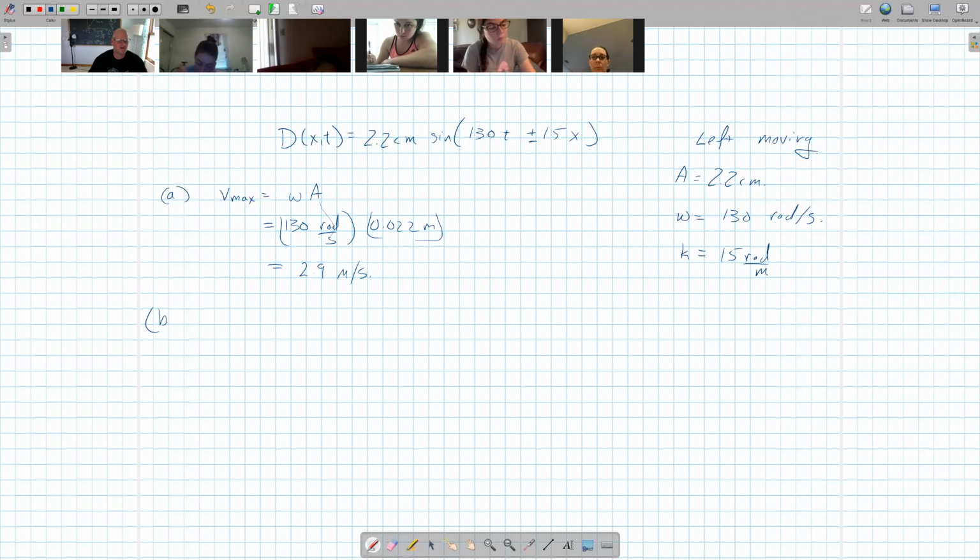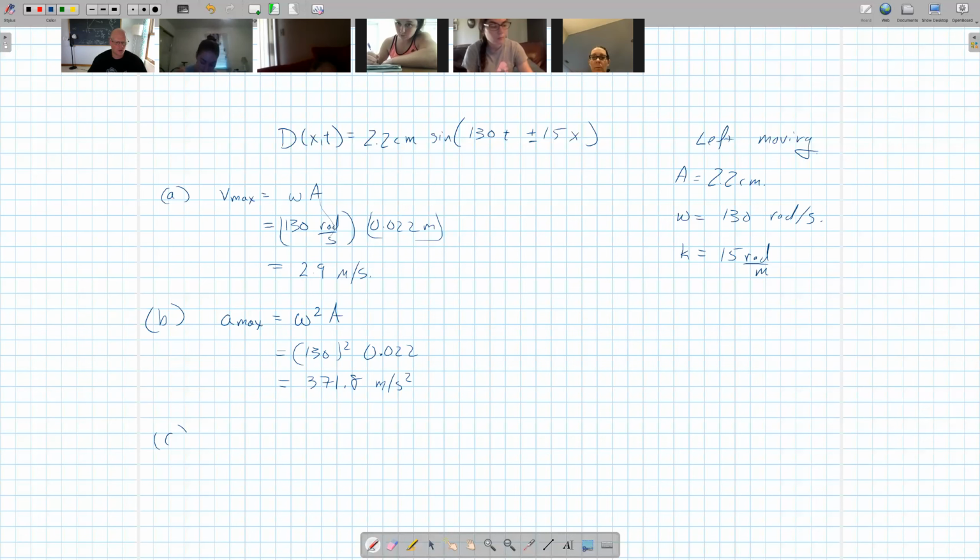Part B wants to know what is the maximum acceleration. Well, we know the maximum acceleration is the angular frequency squared times the amplitude. So that's going to be equal to 130 squared times the 0.022, which then works out to be 371.8 meters per second squared.